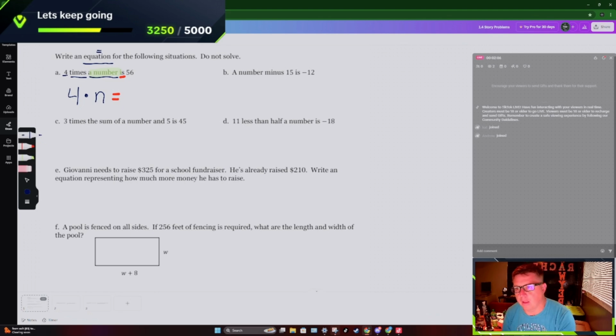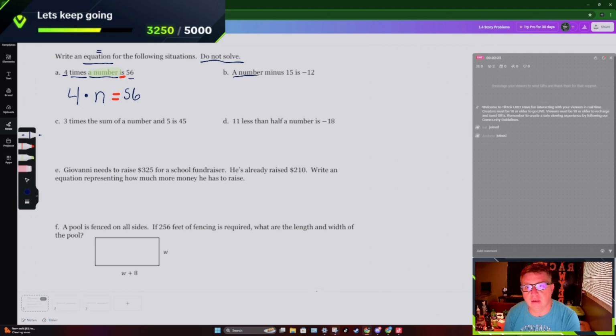Okay. And then as you read it, 56. Now, once again, we have it set up, but we do not need to solve. It says do not solve. So we've got the setup, and once we have that, we're good to go, and we can move on to the next one. All right.